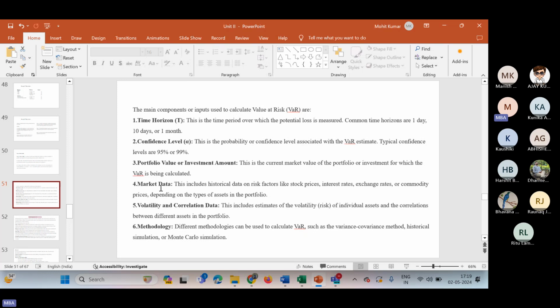Then the fourth thing, you have to see the market data. You have to take the historical data. You want to see the trend.